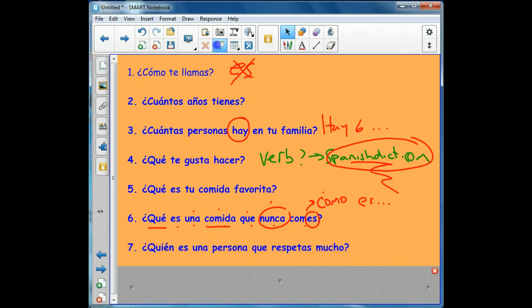¿Qué más? Dos preguntas más. ¿Quién es una persona que respetas mucho? Here's our quién, our interrogative word. Who. Es una persona. Cognate, looks like English. Que. Now look, there's two que's in here. K with an accent on it and a question mark is what? K without an accent mark is your word for that, right? What is a food that you never eat? Or who is a person that you respect a lot? I just gave you the answers to the questions.